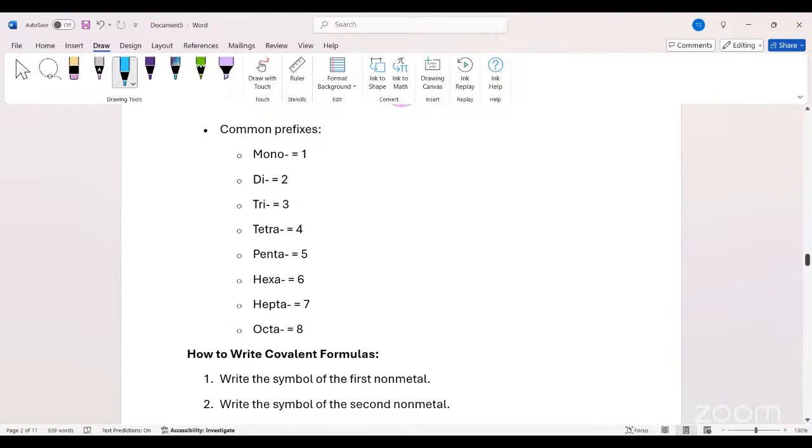With those numerical prefixes, mono means 1, di means 2, tri means 3, tetra is 4, penta is 5, hexa is 6, hepta is 7, octa is 8, nona is 9. It just continues, but these are the common prefixes, the top 8.